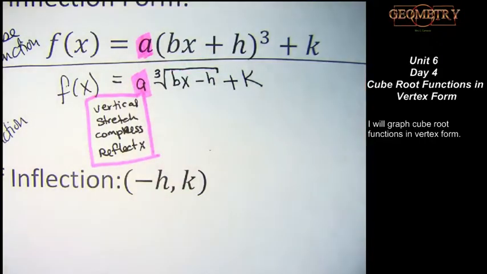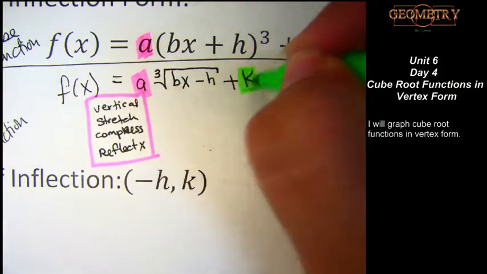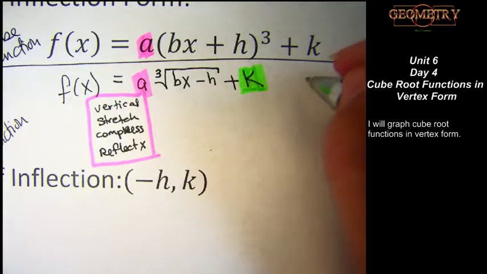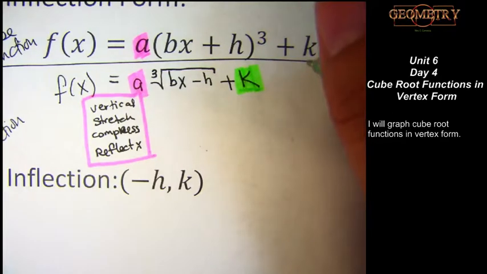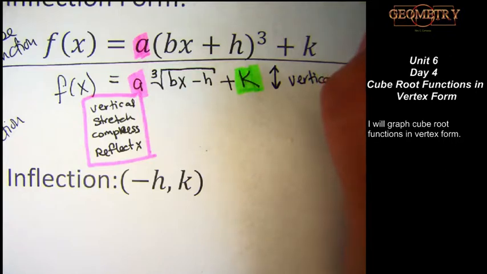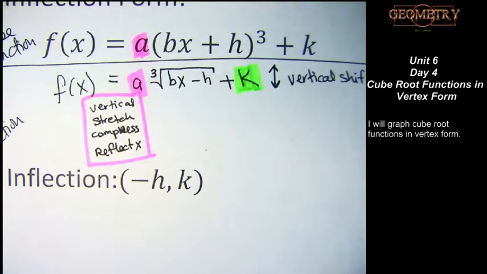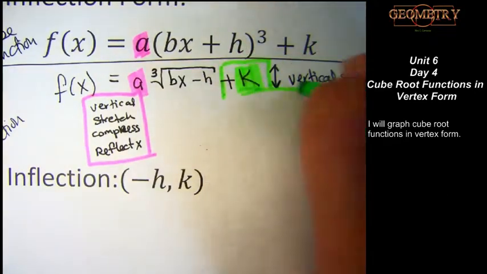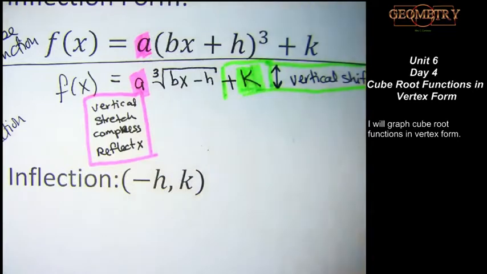I'm going to jump over here and I'm going to highlight this thing next. What does that thing control? Up and down. Or a vertical shift. I want you to notice something about the form of this equation. Notice how all the stuff that's dealing with vertical stuff is outside of the parentheses? Okay.